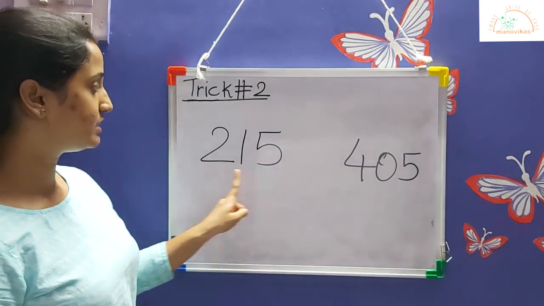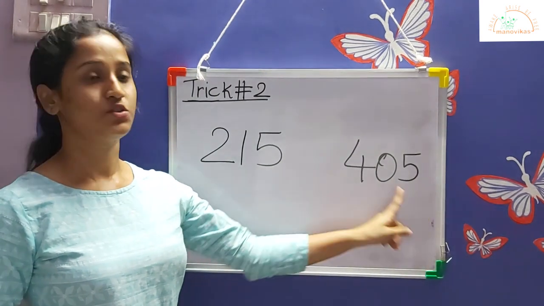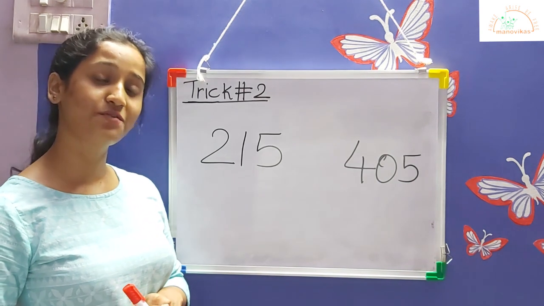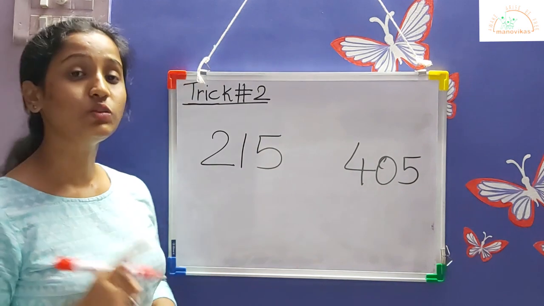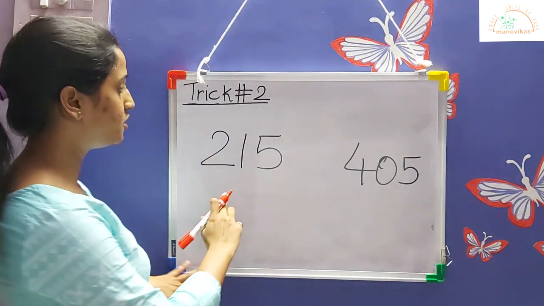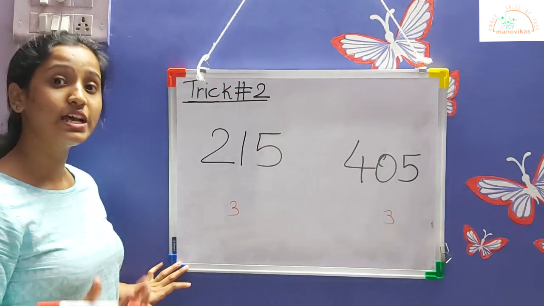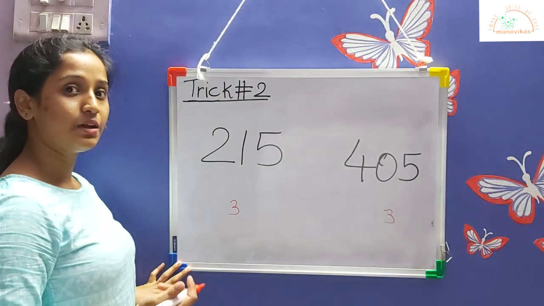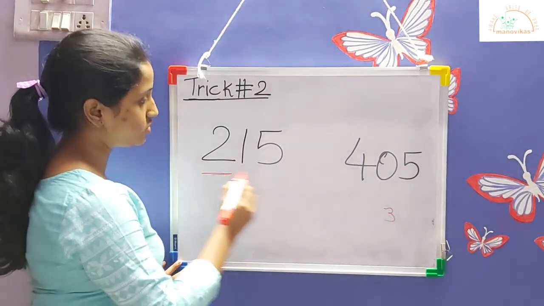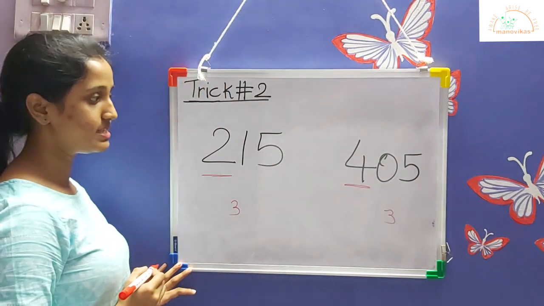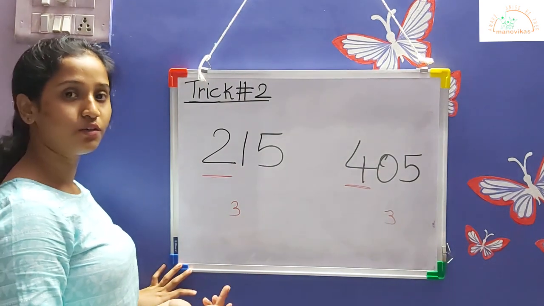We have got here 215 and 405. So the first trick, what does the first trick say? The first trick says to count the number of digits in each number. So here we have got 3 digits, 3 digits. Now what does the second trick say? The second trick says to compare the first digit of each number.